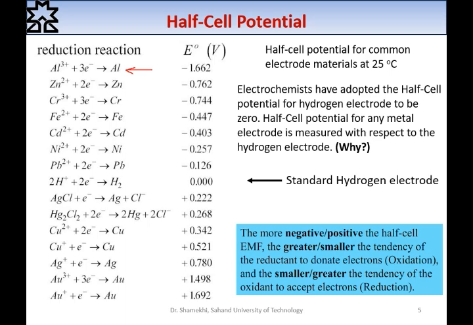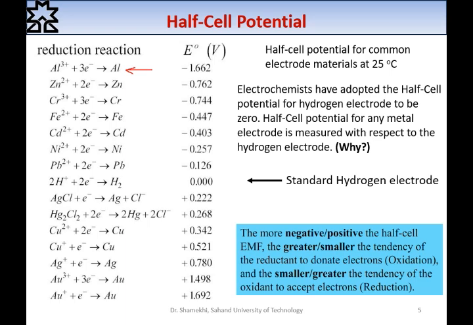And we assume that the hydrogen electrode has zero voltage, zero half cell potential voltage, and all other half cell potentials are measured with reference to this standard hydrogen electrode, and now we have standard values of half cell potentials.